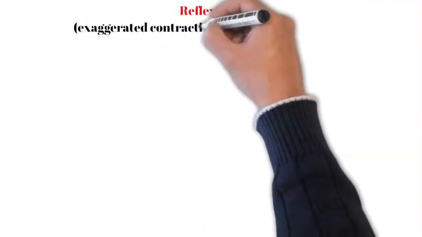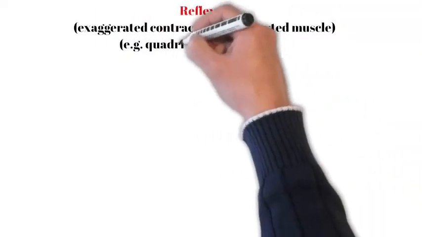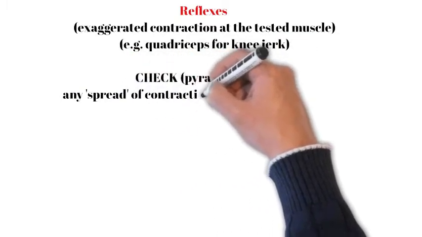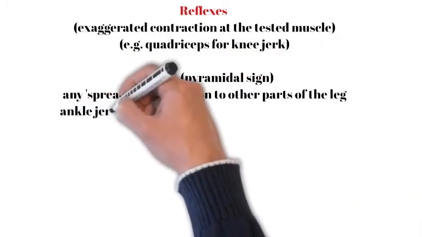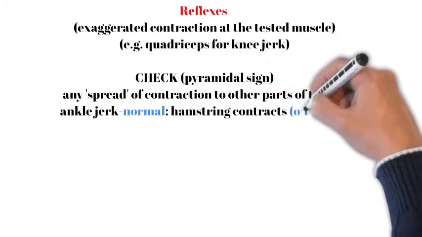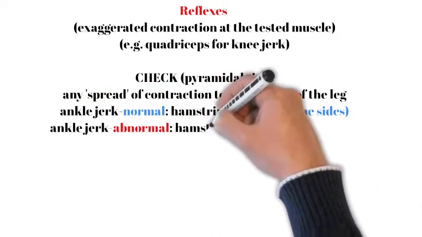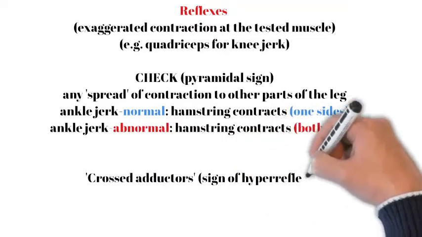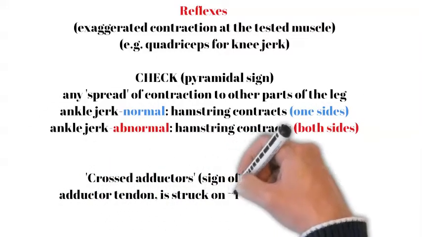Regarding reflexes, look for exaggerated contraction at the tested muscle. For example, quadriceps for knee jerk. Look to see if there is spread of contraction to other parts of the leg, or the opposite leg. That would suggest a pyramidal lesion. For example, an ankle jerk test may also cause hamstring contraction on both sides.